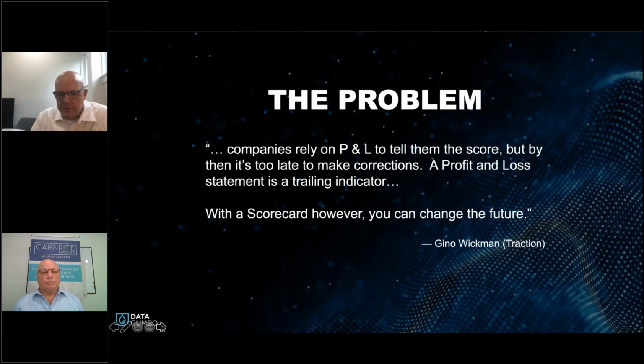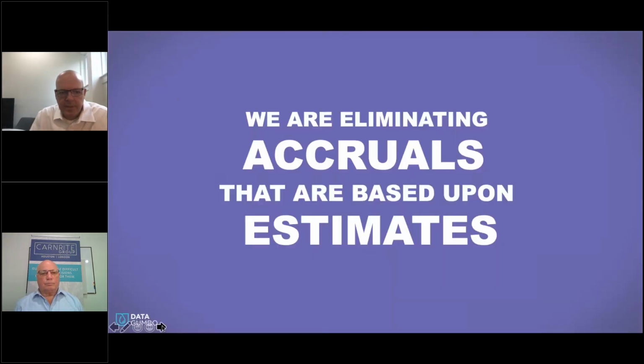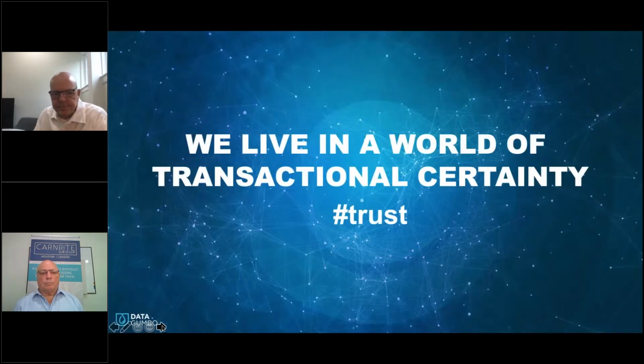So the question that we've been asking ourselves at Data Gumbo is, is there a better way? Is there a way that we can provide a scorecard of exactly what's happening on a real-time basis, so that we can do something about it today, rather than halfway into next month when it's too late? So this is the big thing we are trying to get rid of. We're trying to get rid of having to do accruals, which, as we've said, are based on estimates.